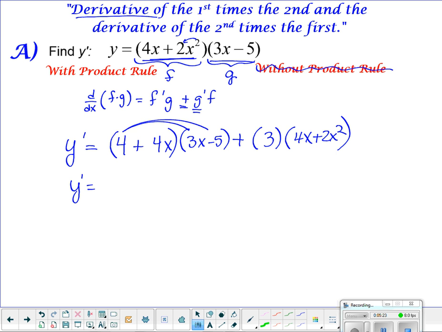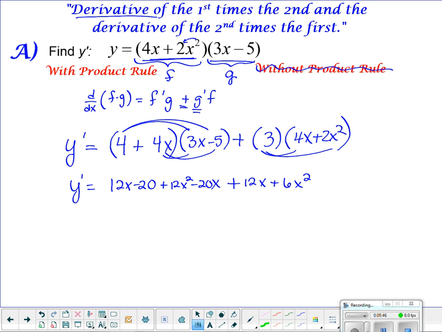I'm going to distribute my 4 and get 12x minus 20. And then I'm going to do my other distributive, take the second term and distribute it through. And that'll give me 12x squared minus 20x. Finally, let's take the 3 and distribute it. I'm going to pick up 12x plus 6x squared.